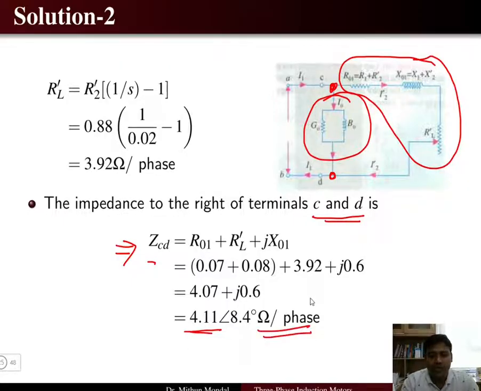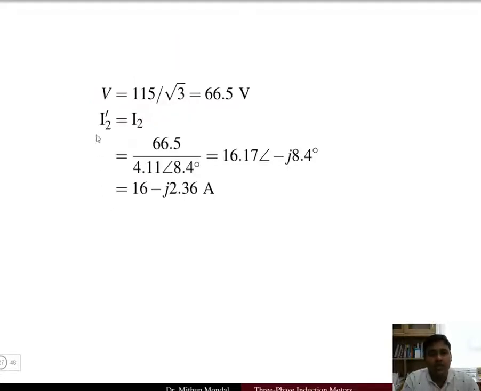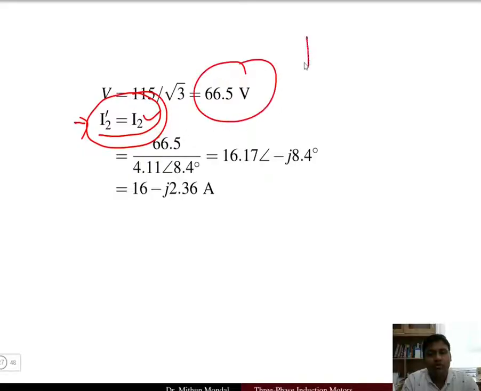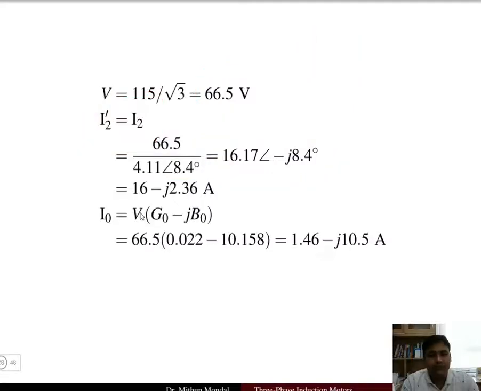ohms per phase. Then the voltage per phase is basically 115 by root 3, because 115 is the line voltage of the network, and we can see that I2 dash is equal to I2 here. So we can find the value of I2 as the total voltage divided by the total impedance, because the current is equal to voltage by impedance. So voltage is 66.5 and the impedance is 4.11 angle 8.4. So this gives you the value 16.17 angle minus 8.4 degrees.